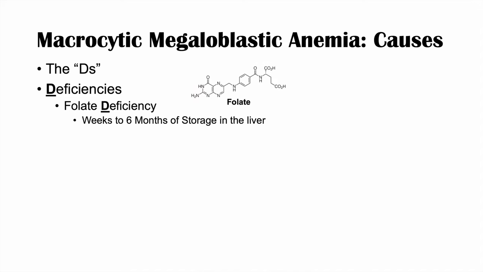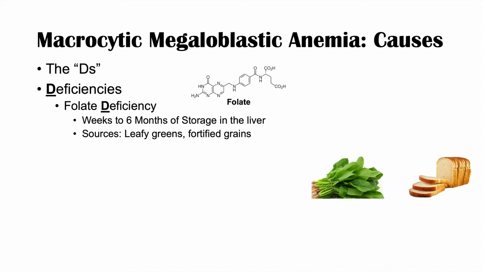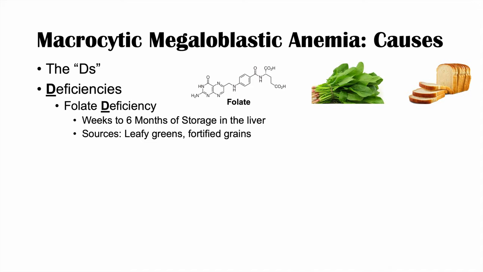We generally have weeks to 6 months of storage of folate in our liver. The sources of folate come from leafy greens and fortified grains. So you can get this from leafy greens, but you can also get it from fortified grains, like eating bread and cereal. So it's very difficult to actually have a deficiency in folate unless you are literally eating nothing at all.